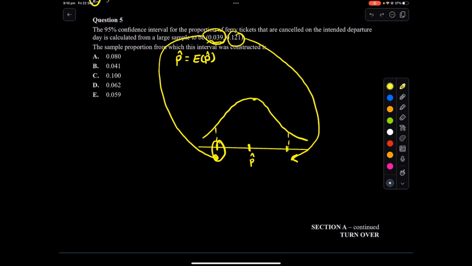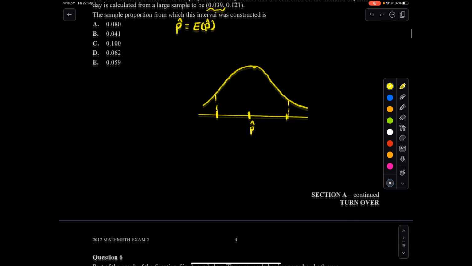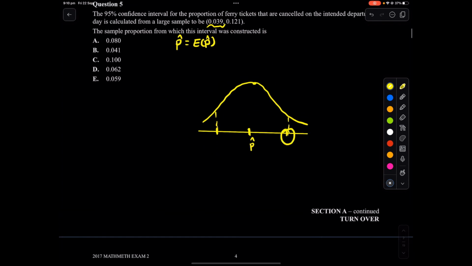So one way we can actually find that p hat easily is by adding these two and dividing them by 2 to get p hat. That is the way I would do it.